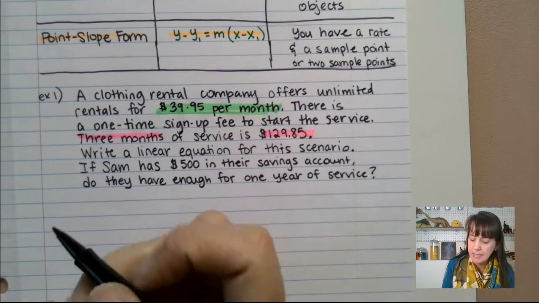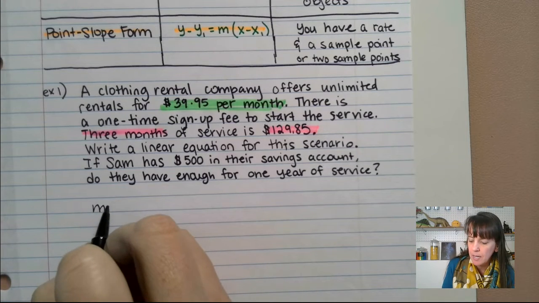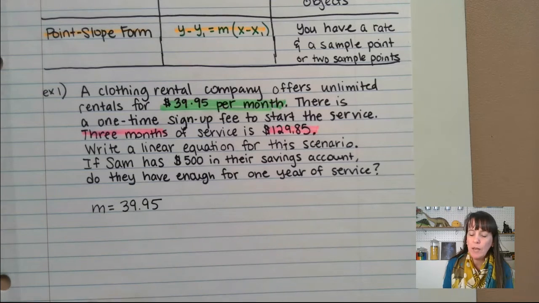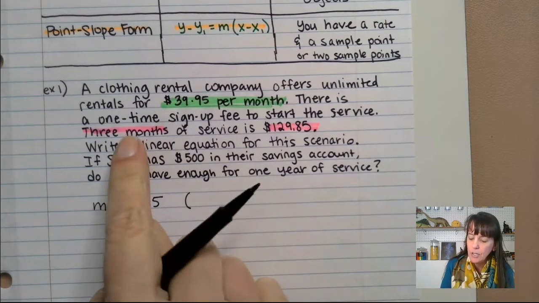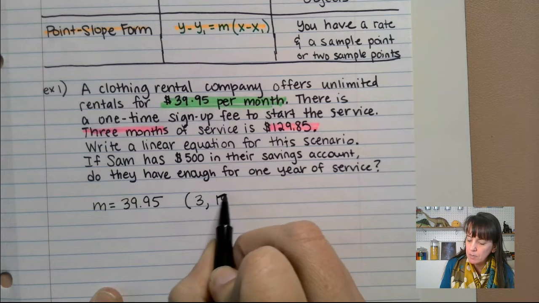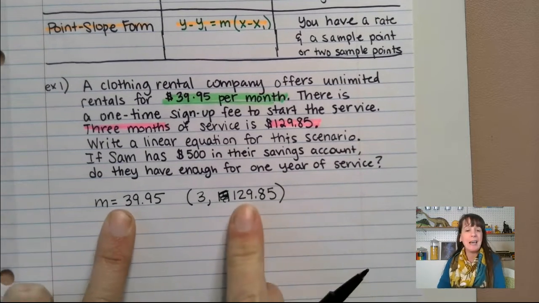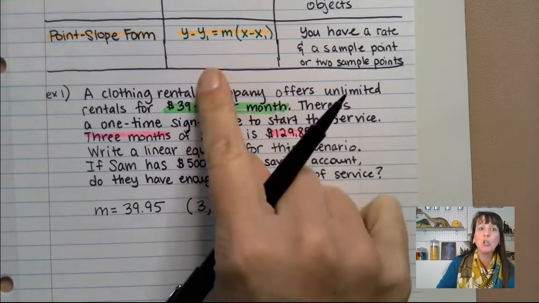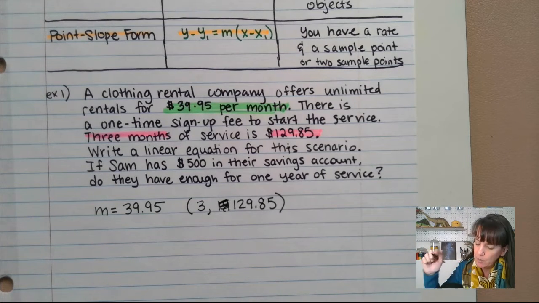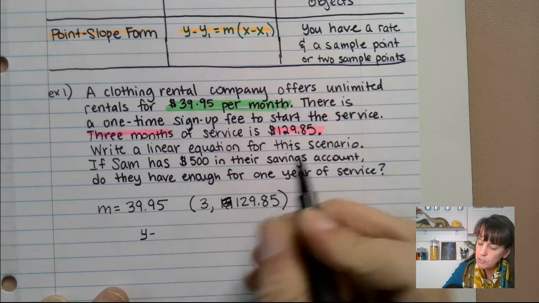So our rate is our m, or our slope, right? So I'm going to say our m is $39.95, and then we have a point, and that point is 3 months, 129.85. So we have a rate and a point. Let's plug that into our point slope form: y minus y1 equals m times x minus x1. So here we go. We've got y minus.